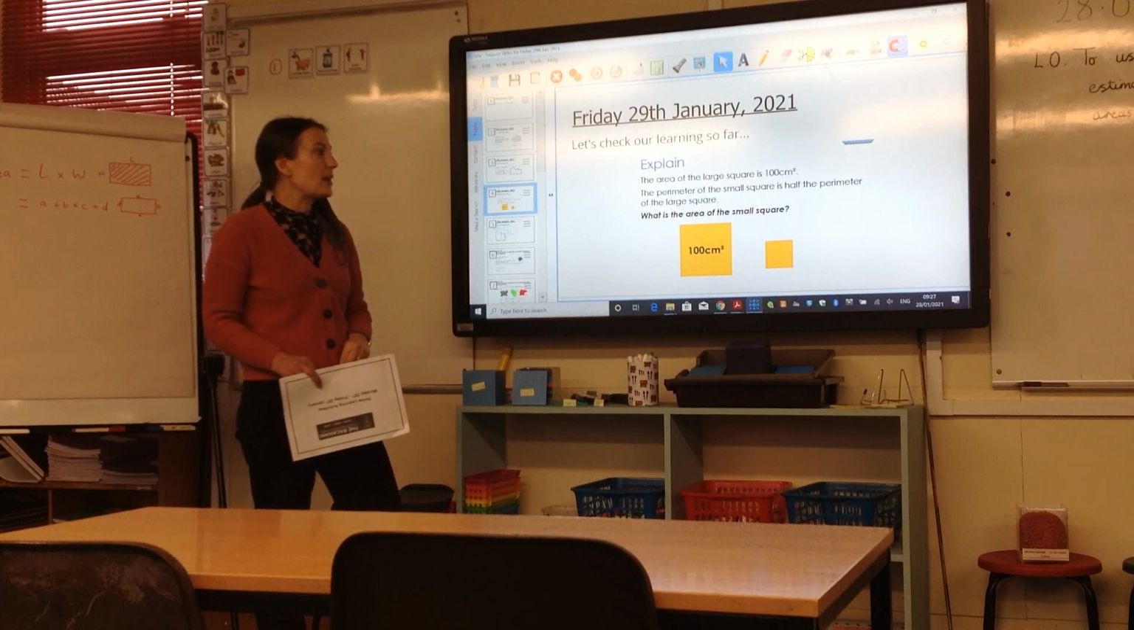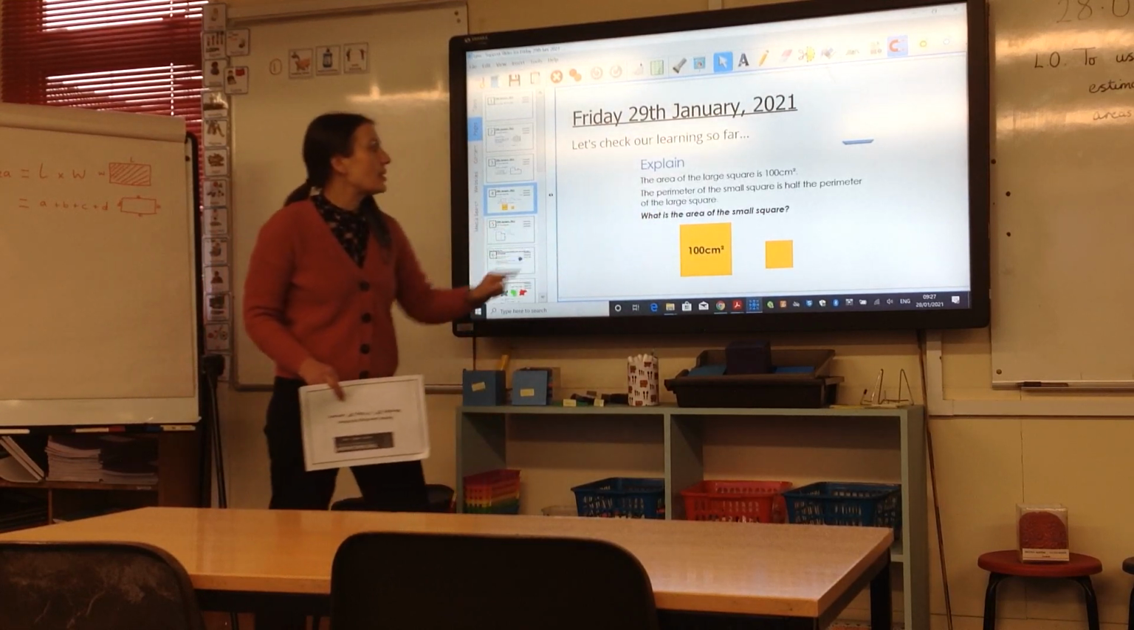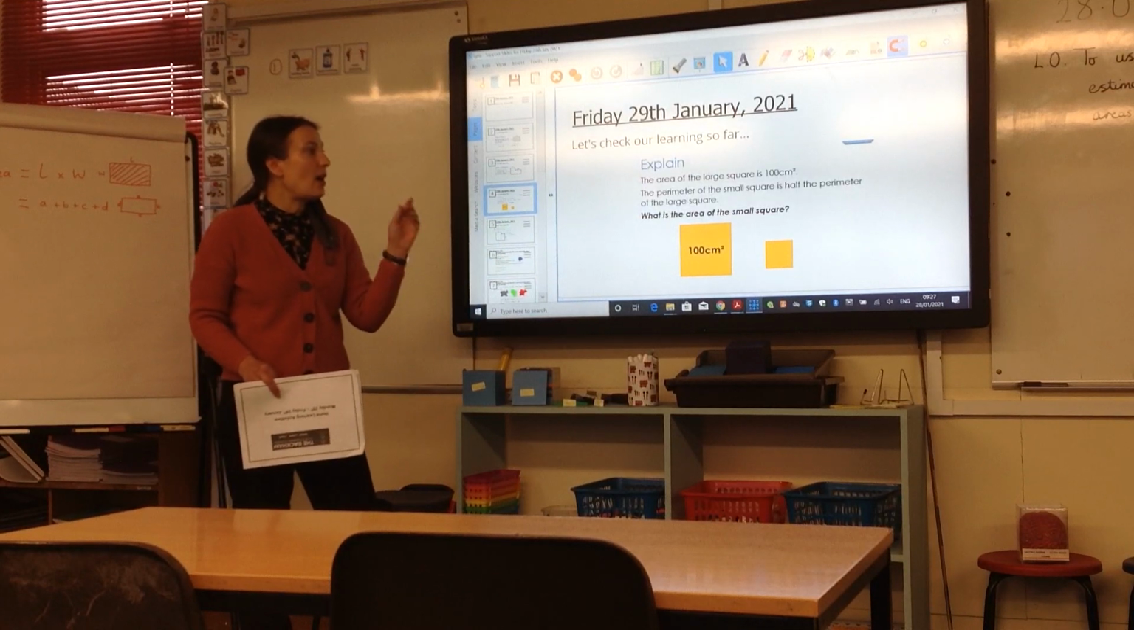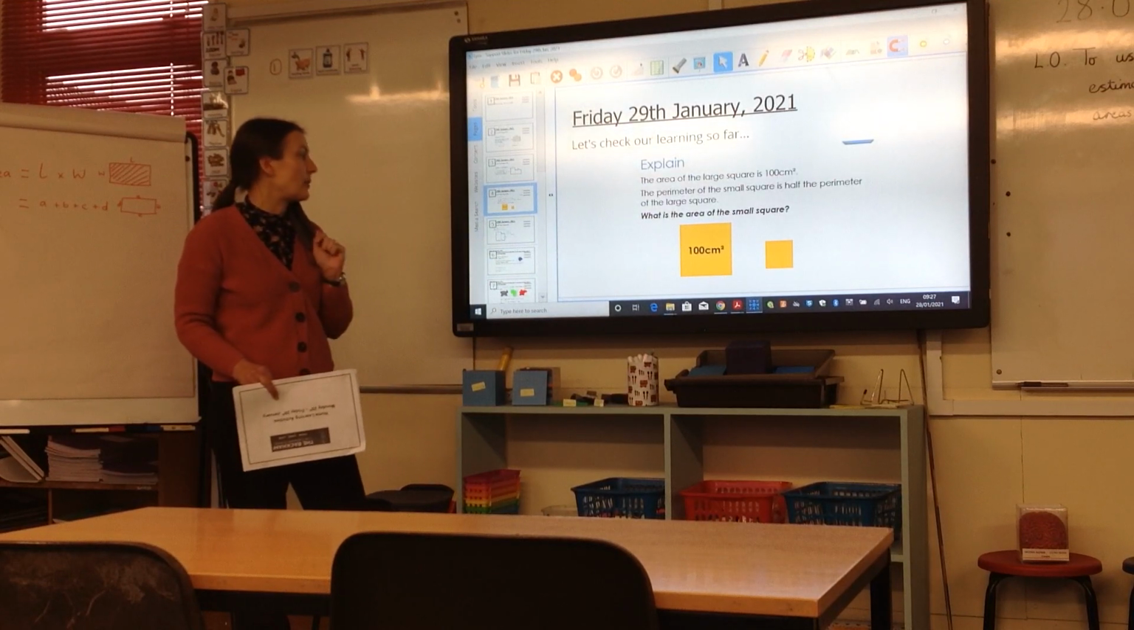Let's take a look at question 3, which is the explain question. The area of the large square is 100 centimetres squared. That's this one. The perimeter of the small square is half the perimeter of the large square.